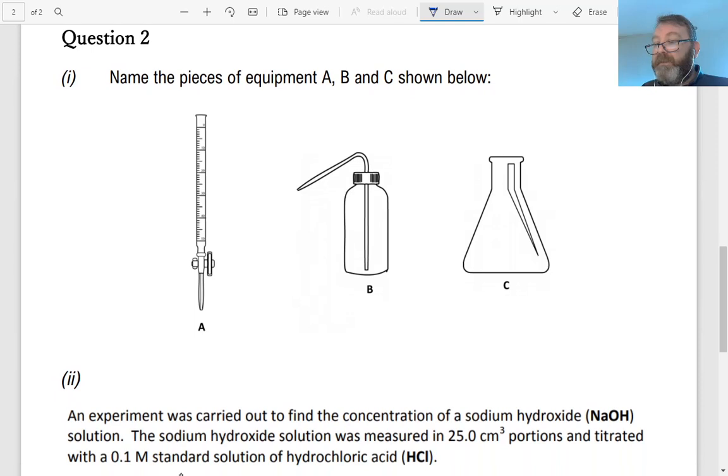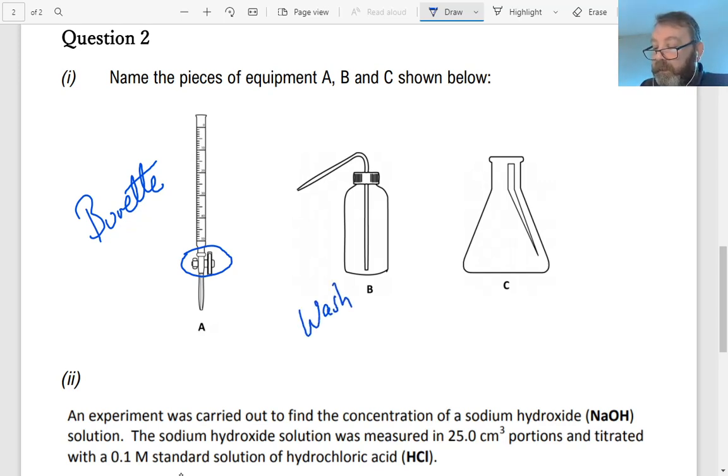Question 2. Name the pieces of equipment A, B, C shown below. Look at the first one. There's a tap. Okay, and the only glassware with a tap is a burette. Okay, this thing here, deionized water or wash bottle. It didn't ask you what was inside. It asked you what's the equipment. Be very careful. They'll hammer you in the exam.